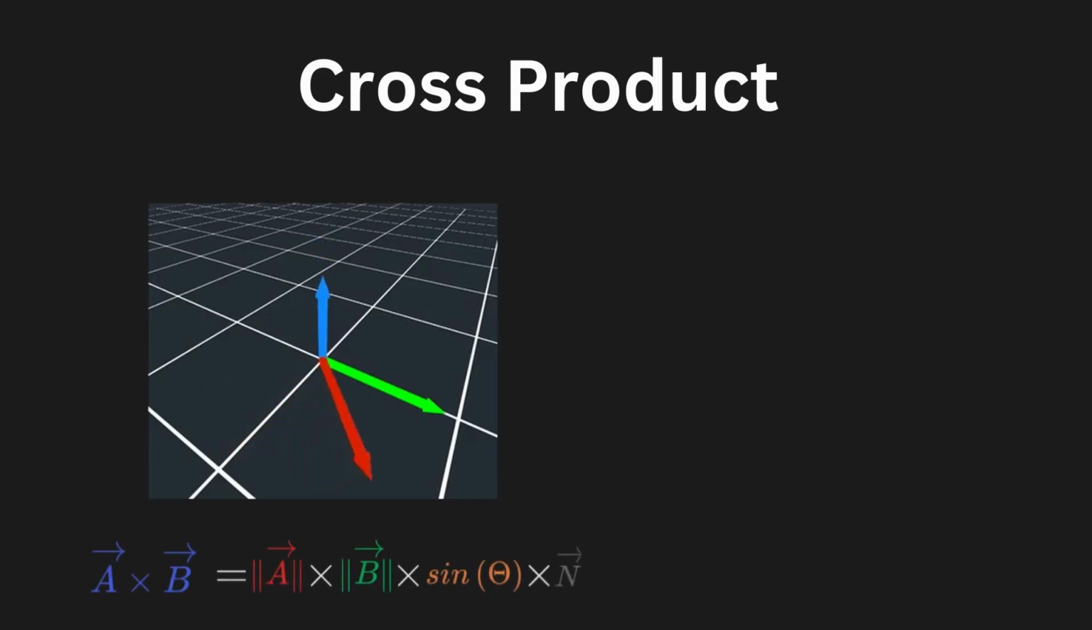I found a very nice visualization that shows us the relationship between the cross product and the angle. As you can see, the larger the sine is, the longer our result vector is. Also, with cross product, we can check the orientation of two vectors relative to each other.